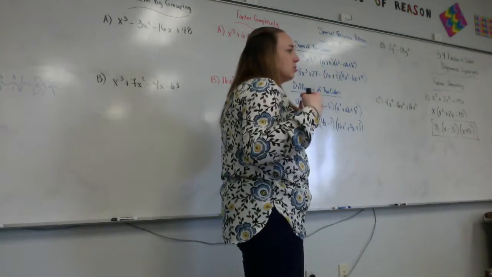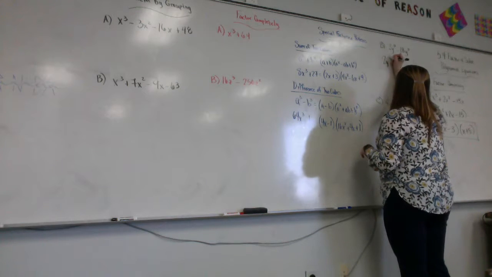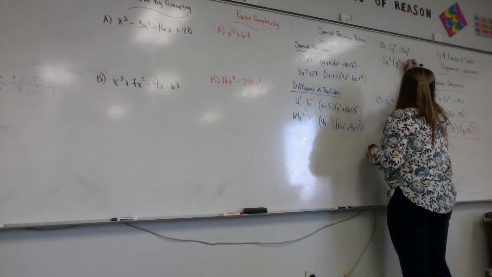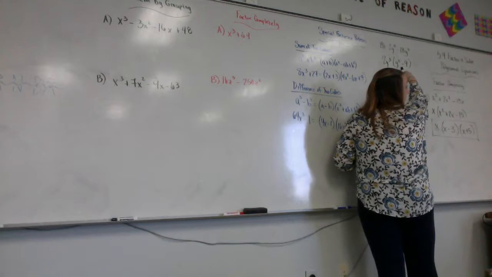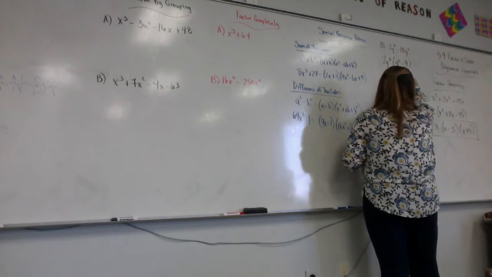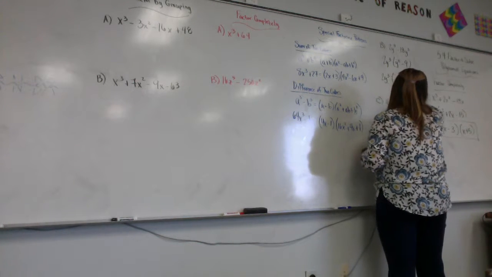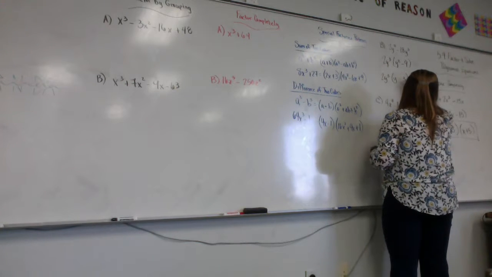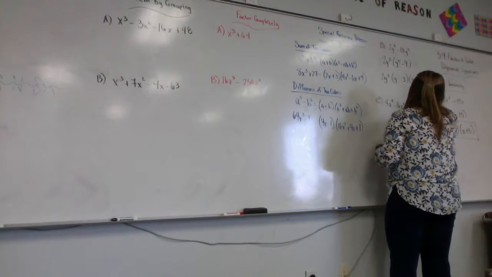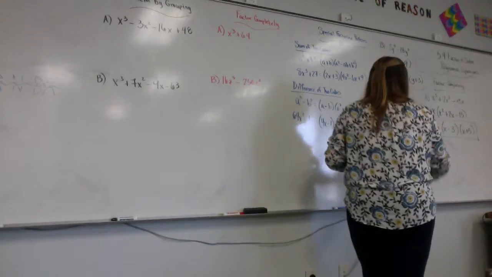I can take a 2y cubed out. So if I take a 2y cubed out, I'm left with y squared minus 9. What is this? That's a difference of squares. So how does that automatically factor? It's y minus 3 and y plus 3, because y equals negative 3 and y equals positive 3. Y minus 3, y plus 3.